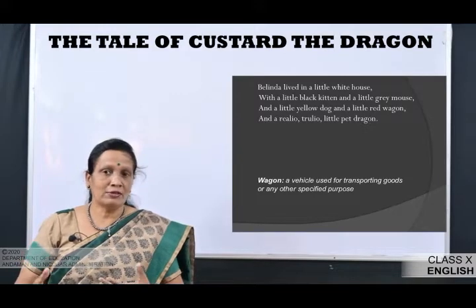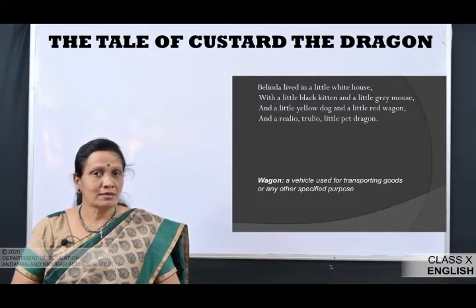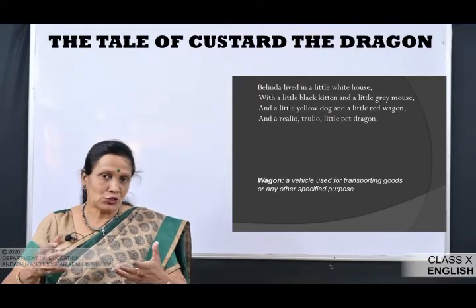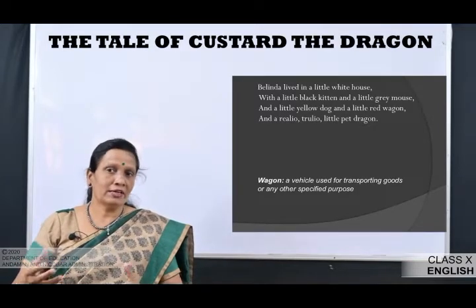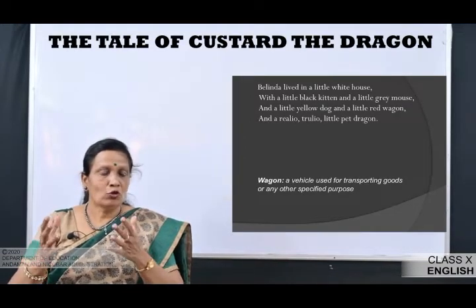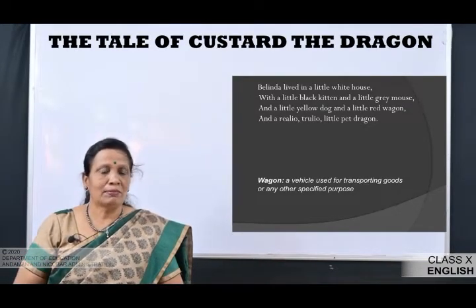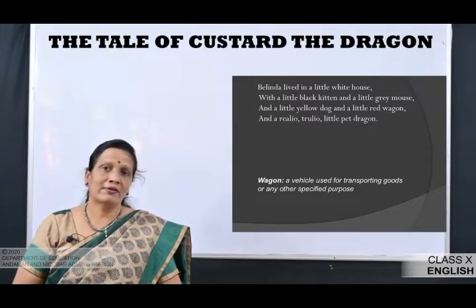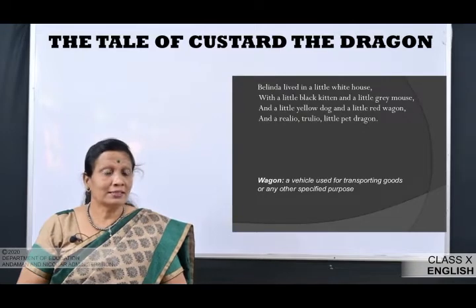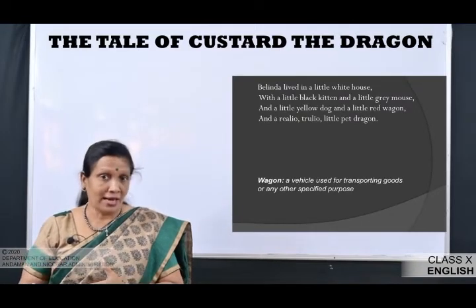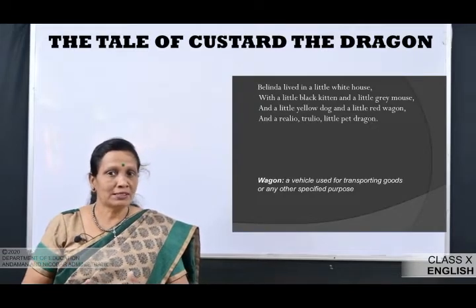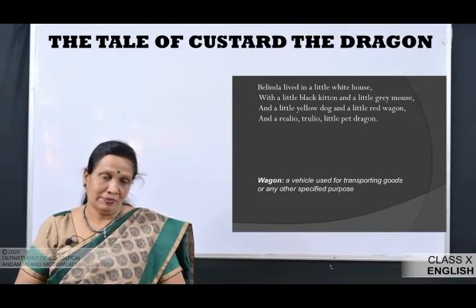So wagon here is a vehicle used for transporting goods or any other specified purpose. So as I told you, Belinda is a little girl who lived in a little white house. And who were her pets? A black kitten, a little grey mouse, a little yellow dog, a little red wagon also she had, and a realio, trulio, little pet dragon.